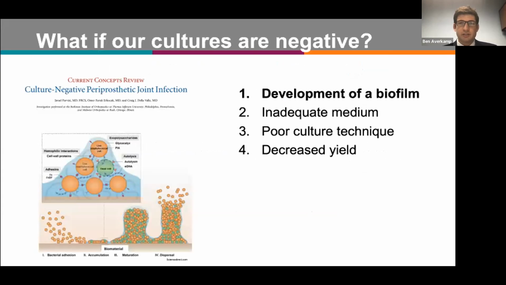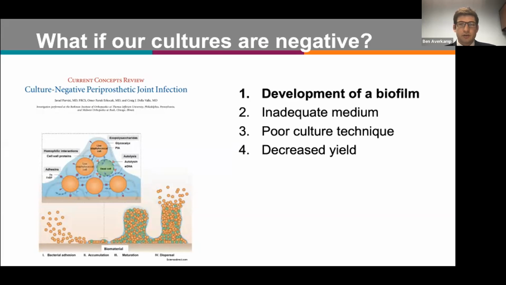Despite all these recommendations, what happens if our cultures are negative? According to this recent JBJS review article, they reported that 7 to 10% of PJIs will be culture negative, even if the proper number of cultures are obtained and antibiotics are held. They postulated 4 reasons why this may be the case. The first is that implants may be encapsulated in a biofilm composed of macromolecules such as glycocalyx, which allows the organisms to evade host cells. These sessile bacteria can be 1,000 times more resistant to antibiotics than free-floating counterparts.